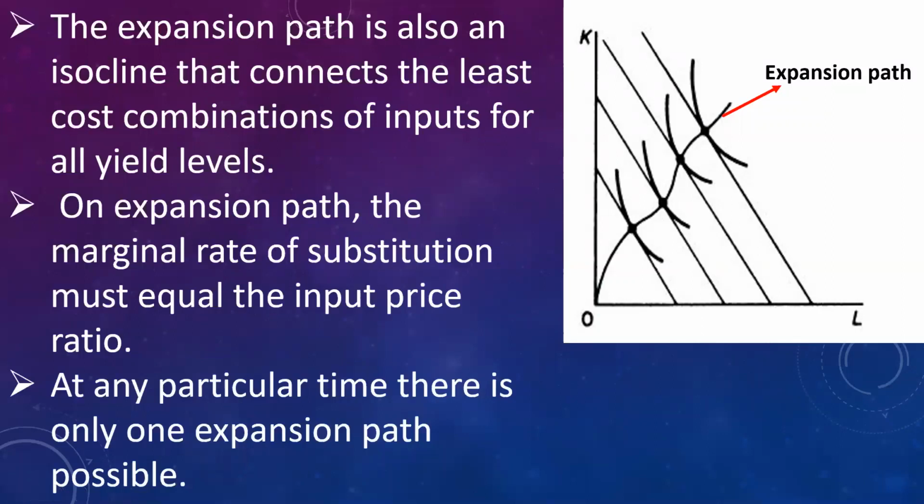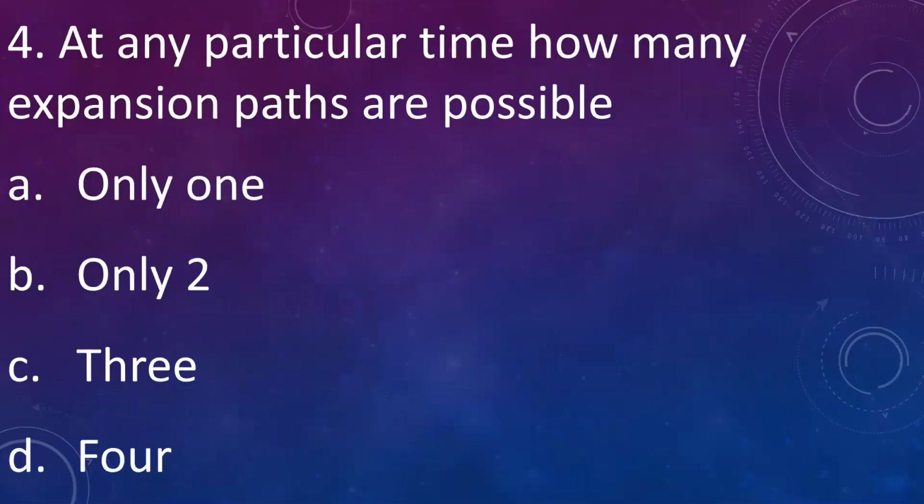On the expansion path, marginal rate of substitution will be equal to the input price ratio, and at a particular time only one expansion path is possible. And at a particular time, how many expansion paths are possible? A. 1, B. Only 2, C. 3, D. 4. Answer is only 1. At a particular time, only one expansion path is possible.